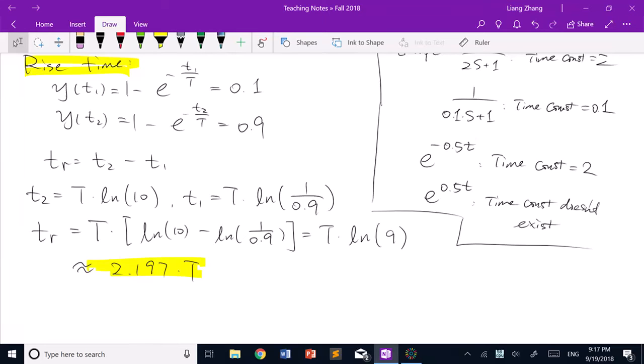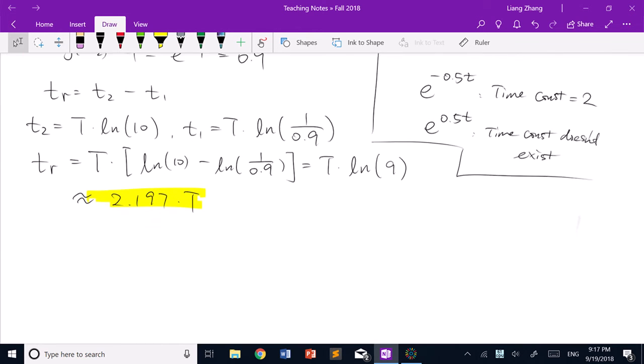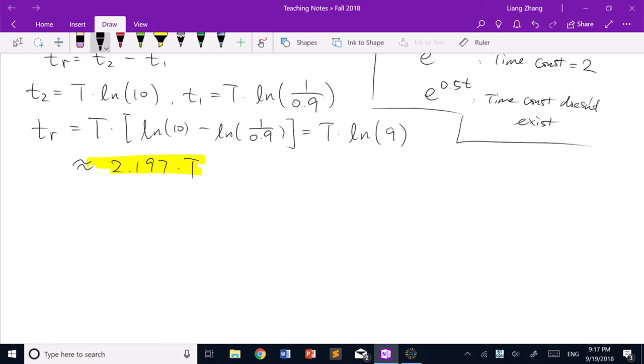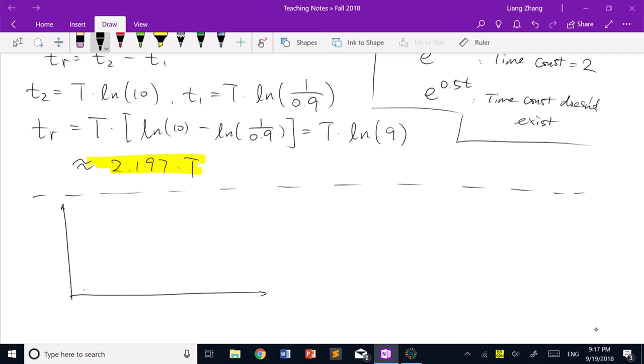You may still ask, what indeed does this time constant mean? So let's dive a little deeper into this time constant thing. This capital T, what does it mean? Okay, so let's look again at this transient curve.